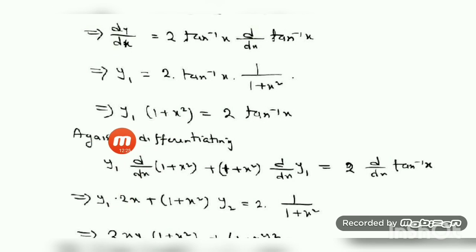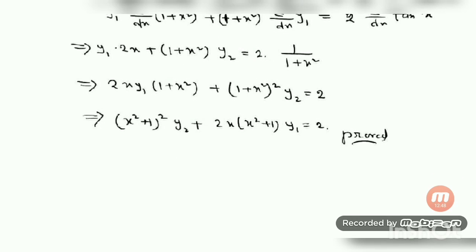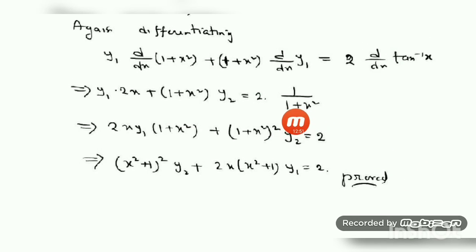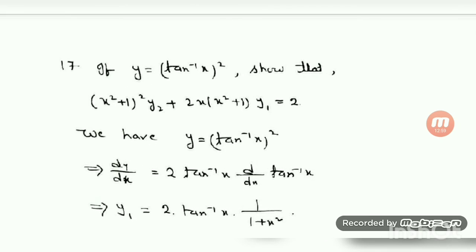Again differentiating, what will we have? d/dx of u into v, rule applied: first function times derivative of the second function, plus the second function times derivative of the first function. On the right side, 2 is constant, d/dx of tan inverse of x. This is y1, derivative of the first is 0 plus twice x, so twice x, (1 plus x square) keep it as it is. d/dx of y1 is equal to y2, the second derivative, and on the right 2 constant into 1 by 1 plus x square. Now if I multiply both sides by (1 plus x square), this becomes twice x y1 (1 plus x square) plus (1 plus x square) whole square into y2 is equal to 2.